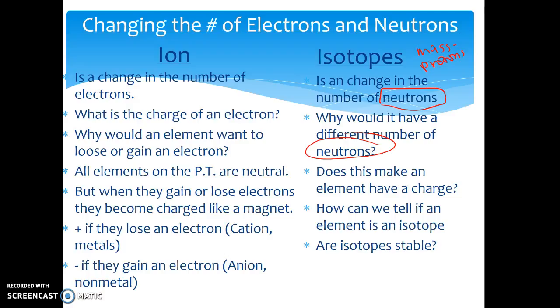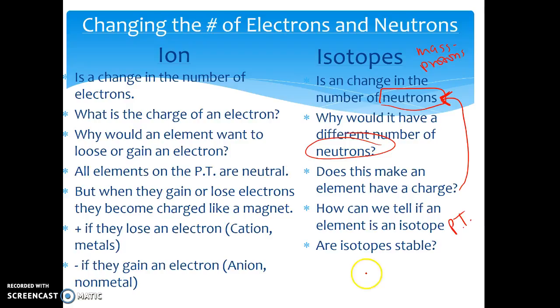Does this make it have a charge? Okay, let's look up here. We're talking about a change in the number of neutrons. Do neutrons have a charge? No, they're neutral, so this would not make an element have a charge. How can we tell if an element is an isotope? You're going to compare it back to the periodic table. Look at your periodic table. See if the masses are the same. If the masses aren't the same, then you know you have an isotope.